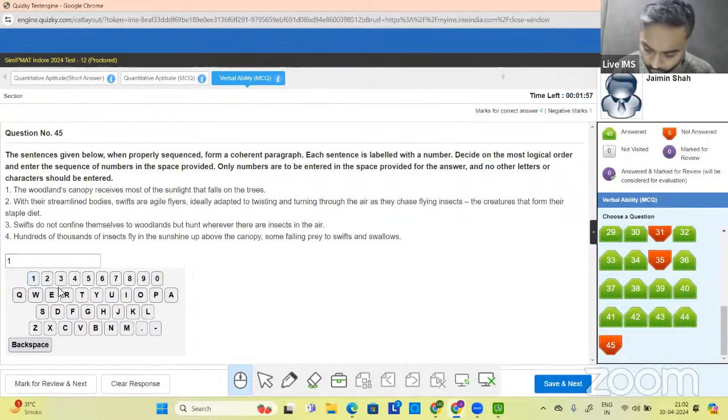Then hundreds of thousands of insects fly in the sunshine above the canopy, falling prey to swifts and followers. Swifts do not confine themselves to woodlands but hunt wherever there are insects in the air. With their streamlined bodies, swifts are agile flyers, ideally adapted to twisting and turning through the air as they chase flying insects. The creatures that form their staple diet.